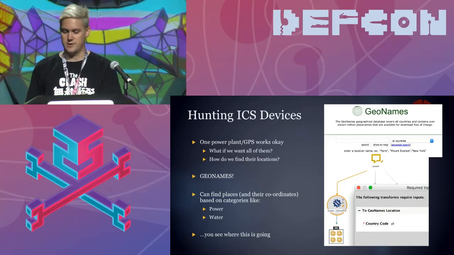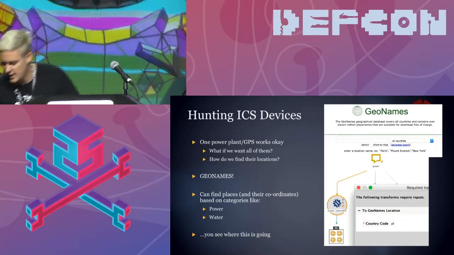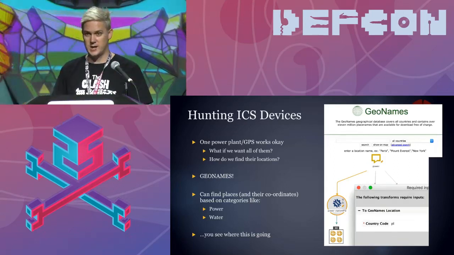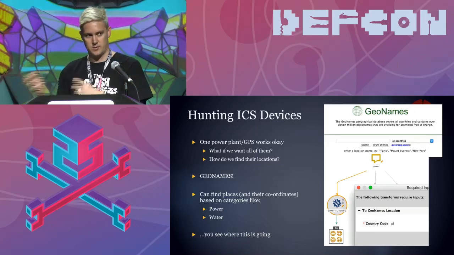And we found this thing called GeoNames. GeoNames is a geographical database, and it's really nice because you can look up a place and you get its location. You get GPS coordinates, you put in Eiffel Tower, there you go, GPS coordinates for it. But because it's got a really nice API, we can use it in the reverse way.